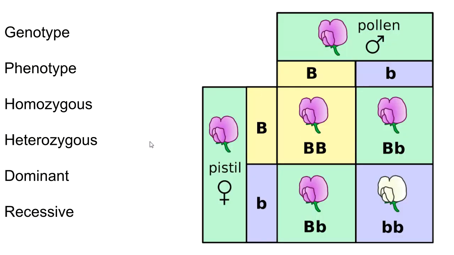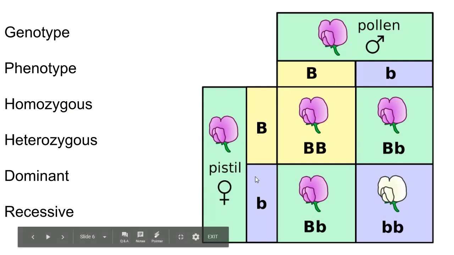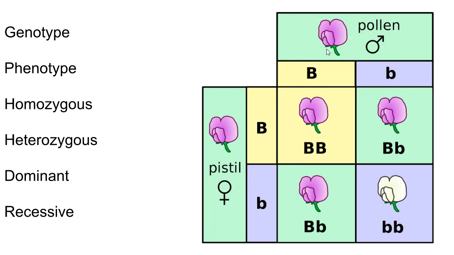Now, in this example, the genotype for this is big B, little b. The genotype is the letters that represent the genes or the code. This one is big B, little b. So those are the genotypes. The phenotype of these parents are both purple flowers.